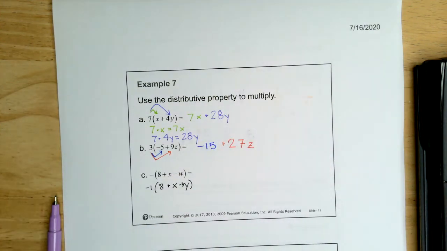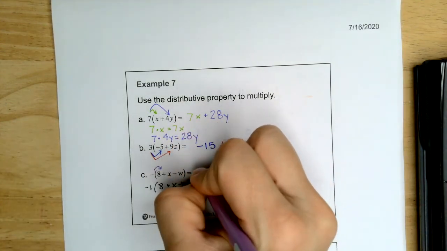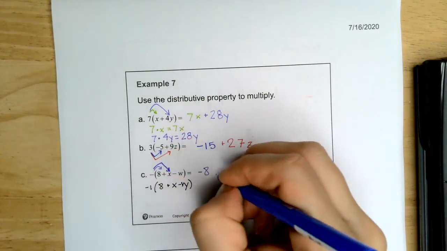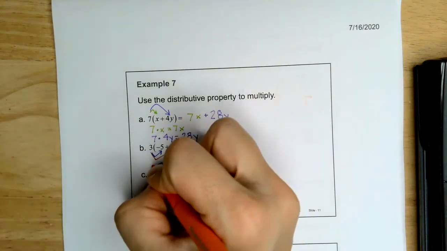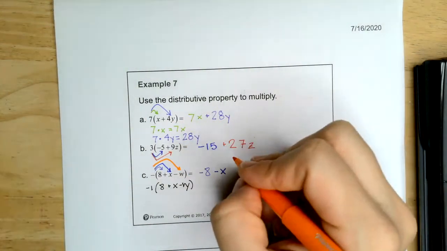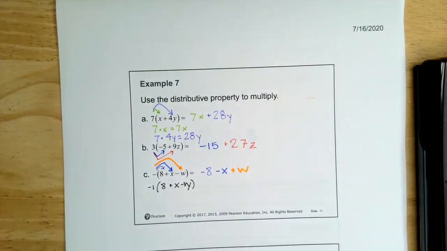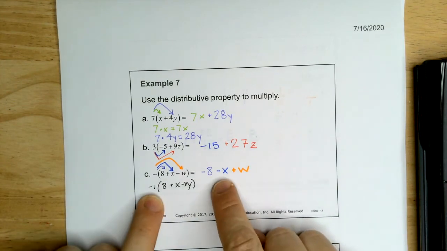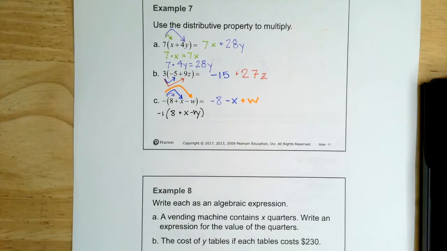Okay? So negative 1 times 8 is negative 8. Negative 1 times a positive x is a negative x. And then a negative 1 times a negative w becomes a positive w. Good. I'm multiplying by 1, but I don't need to say that that's 1x and 1w. It's understood. If there's no number in front of it, it's 1.